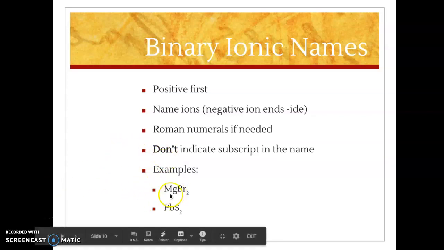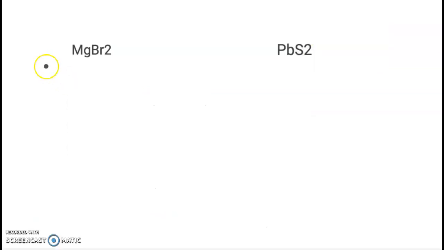Okay, so for example, I got MgBr2 and PbS2. I went back to the Jamboard here so I can type these out. So these are the two examples, MgBr2 and PbS2. The thing to consider is really we just have to look at the positive ion and determine if it needs a Roman numeral, okay?